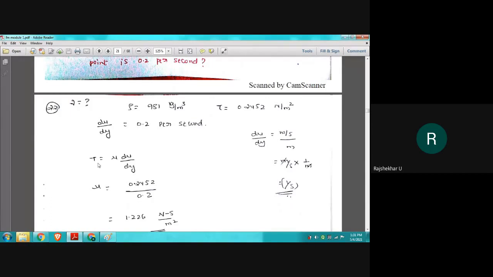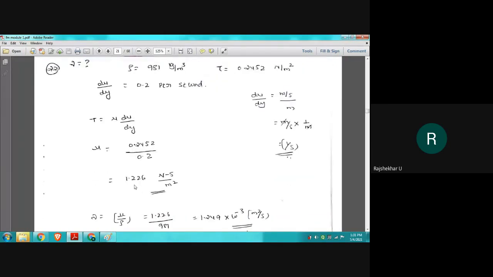So as per the problem statement or the definition, tau is equal to mu into du by dy. So mu value we have to find first, then we can find out kinematic viscosity. So mu is equal to, this entire term goes in the denominator, so tau divided by du by dy. Tau value is 0.2452. You can see here, this is in the denominator if it goes to the LHS side. So that entire term du by dy is 0.2, which is given here. So we'll get the value of mu is equal to 1.226 Newton second per meter square.